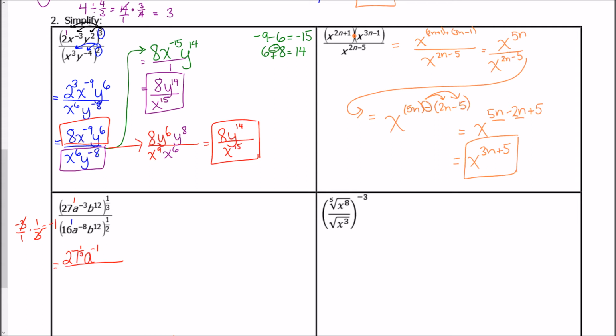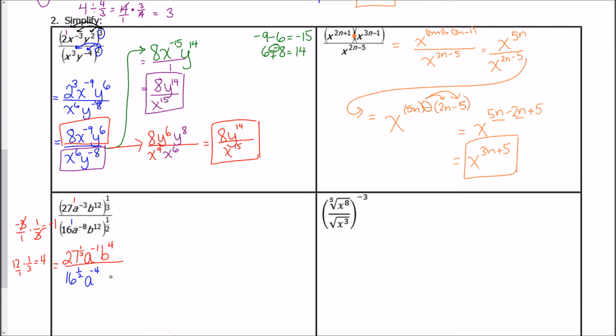Then, if I do b to the power of 12 raised to the power of 1/3, I multiply my exponents again. So 12 times 1/3 is just 4. So I get b to the power of 4. Okay? And then in my denominator here, I end up getting 16 to the power of 1/2. Okay, and then I get a to the power of -4 because 1/2 of -8 is -4. So -8 times 1/2 is -4.